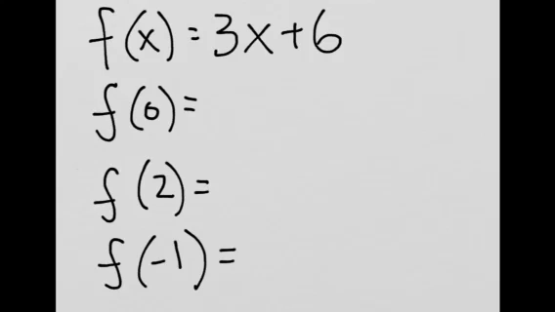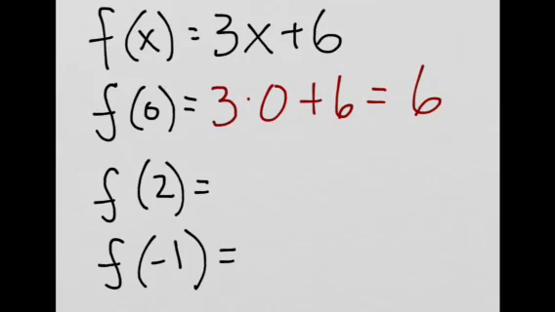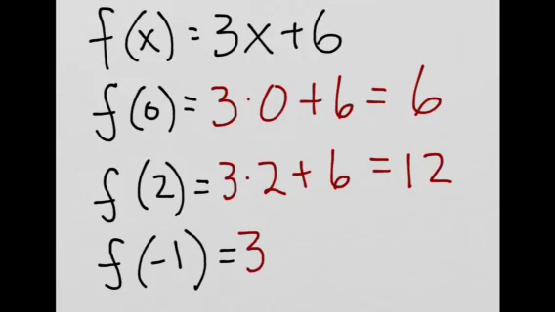So for example, here's f of x = 3x + 6. F of 0 would be 3 times 0 plus 6, which would be equal to 6. F of 2 would be 3 times 2 plus 6, which would equal 12. F of minus 1 would be 3 times minus 1, which is minus 3, plus 6, which equals 3.